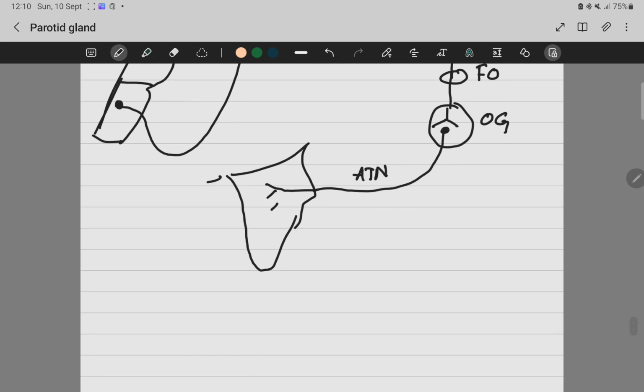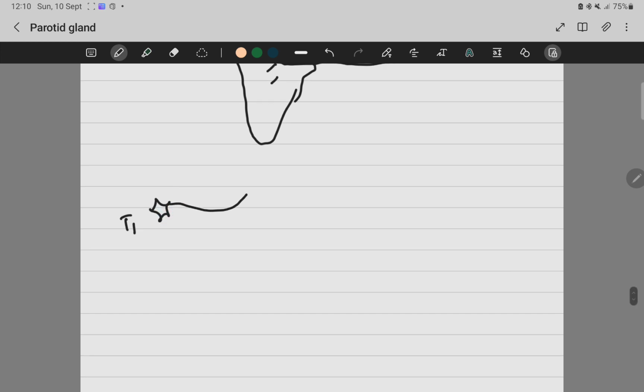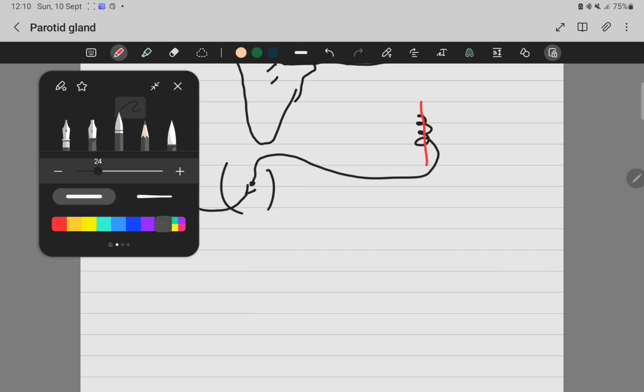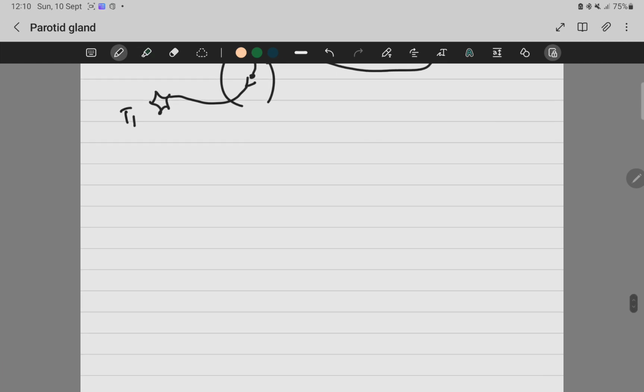The sympathetic fibers start from the T1 segment of spinal cord. It reaches the superior cervical sympathetic plexus. It starts from here, winds around an artery, probably the middle meningeal artery. It winds around the artery, and these are the postganglionic fibers that reach the parotid gland. That is both the sympathetic and the parasympathetic nerve supply.